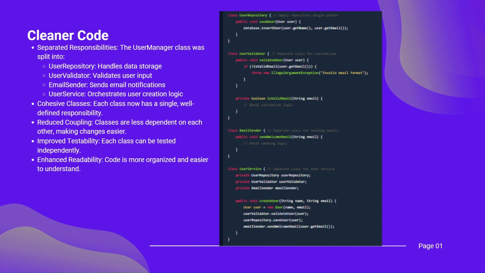Also, the classes became very cohesive, where each class now has a single, well-defined responsibility. Also, we managed to reduce the coupling between classes, where the classes now are less dependent on each other, making changes much easier. Also, we improved the testability, where each class can now be tested independently, and we enhanced the code readability, where the code now is much more organized and easier to understand.